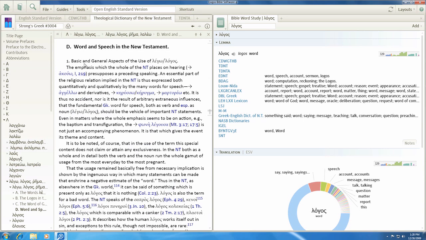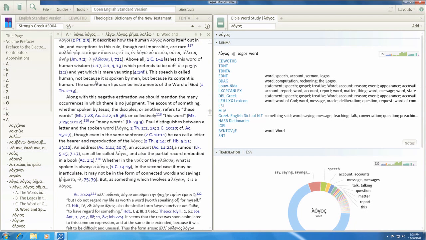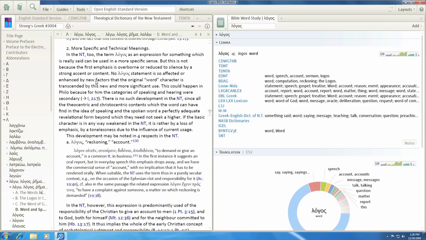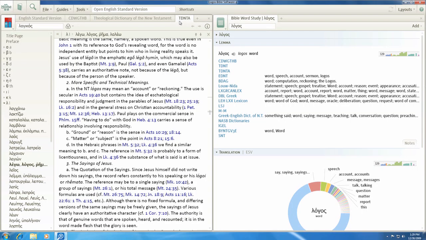So here we are at number 1, basic and general aspects of the use of lego and logos. Remember, there's no transliteration here. A lot of Greek included in the article, and scrolling down some more, and here we come to that second sub-article, more specific and technical meanings. So TDNTA organizes its articles like the unabridged version, organizes them by periods of time, and it also includes commentary on the words, but doesn't have as much primary material in each article.